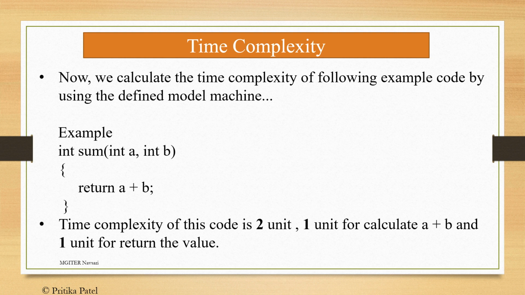So in the given example code, it requires 1 unit of time to calculate a plus b and 1 unit of time to return the value. That means in total it takes 2 units of time to complete its execution, and it does not change based on the input values of a and b. That means for all input values it requires the same amount of time, that is 2 units.